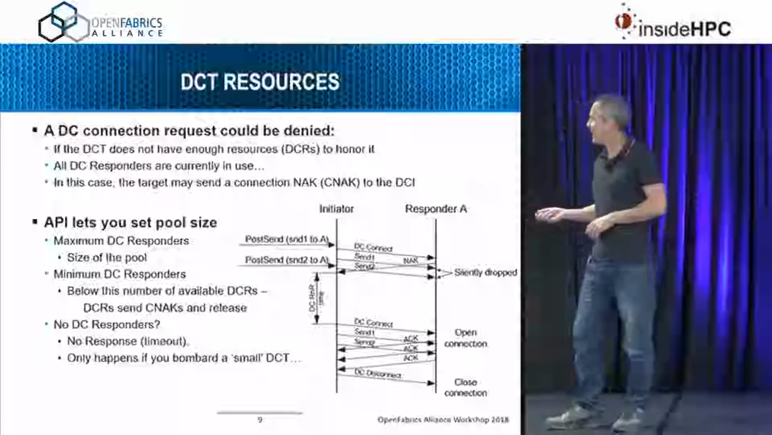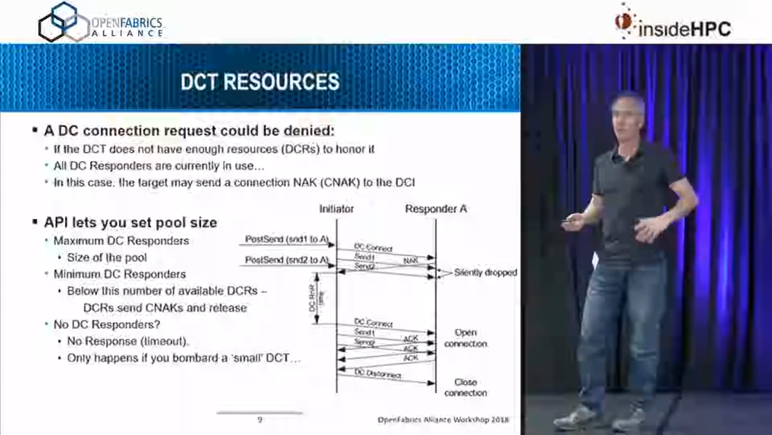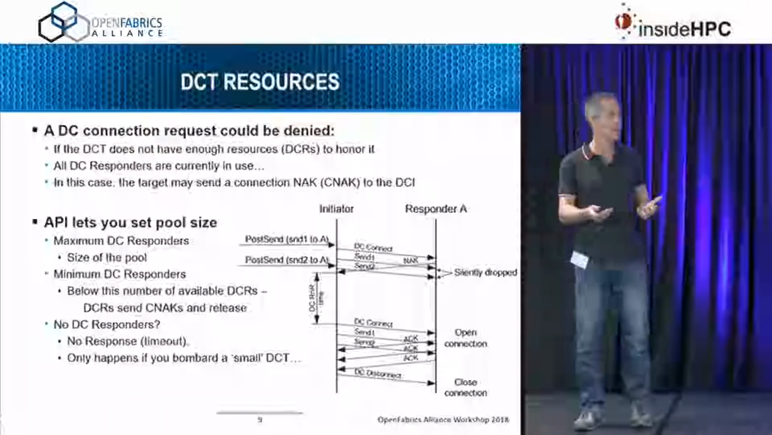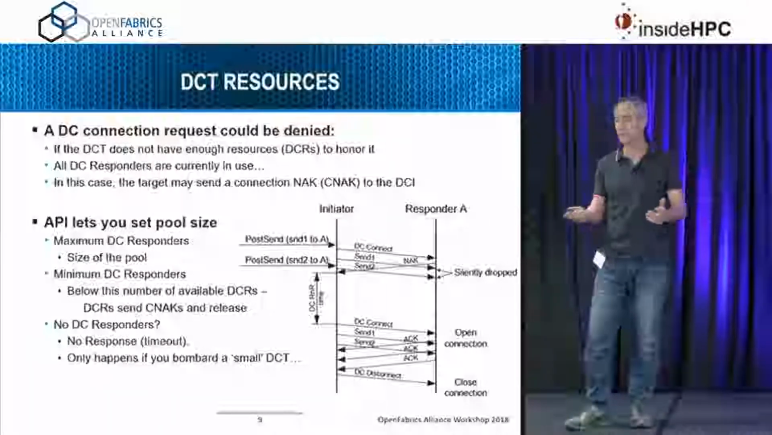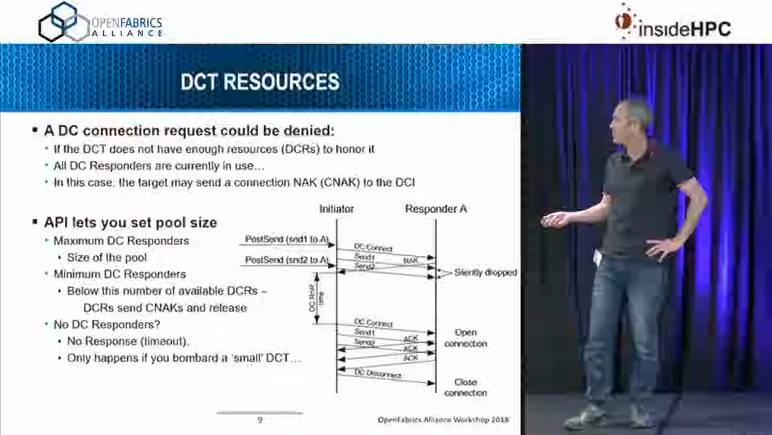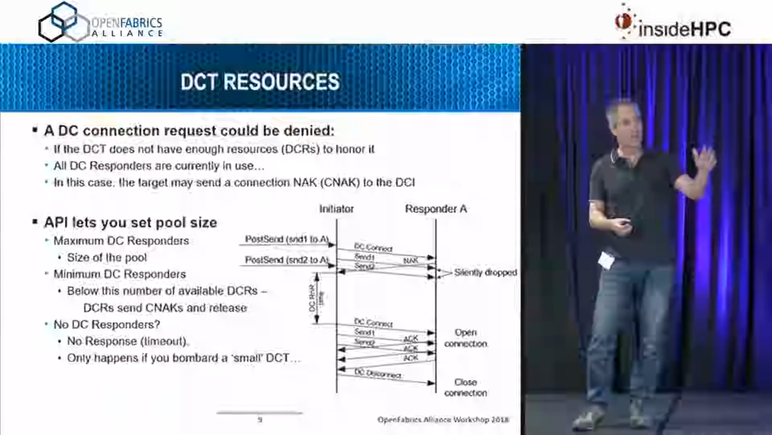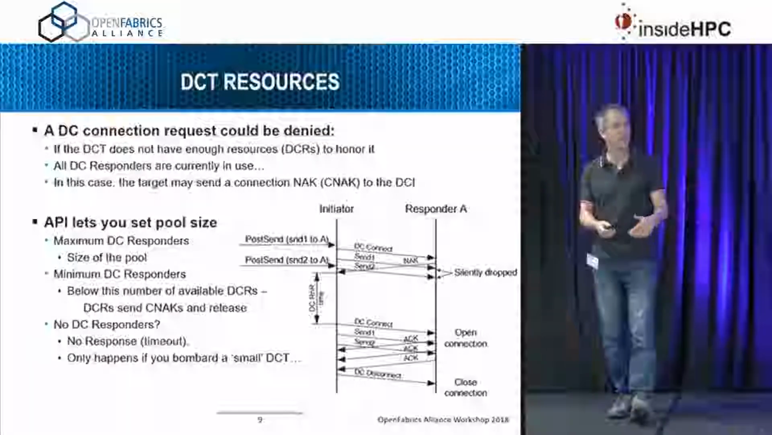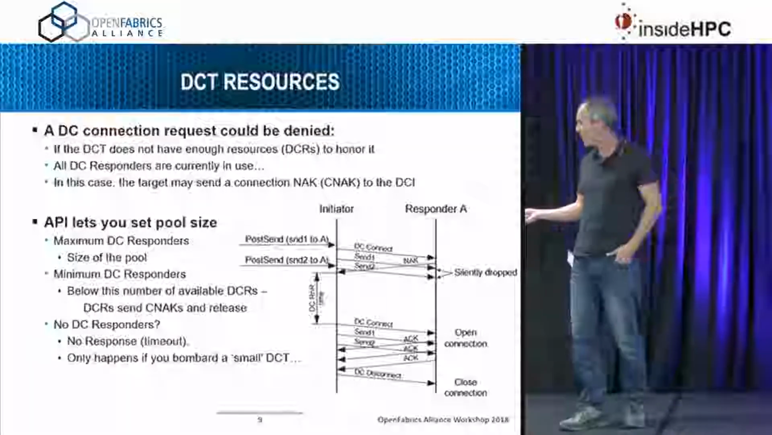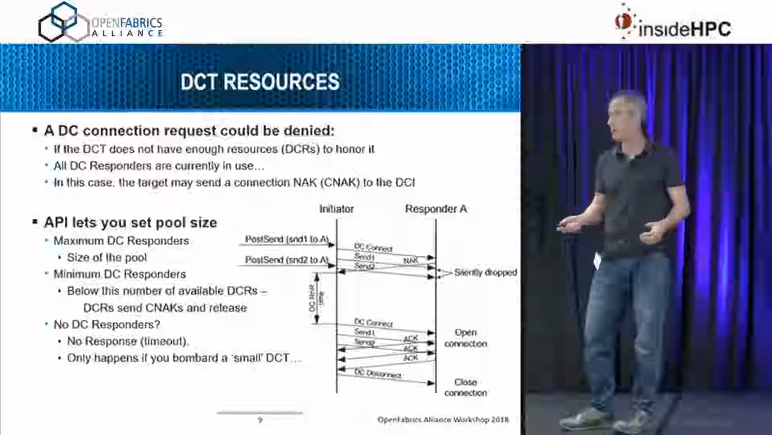So that's the NAC thing. In order to do this, we allow the API, the user, to set what's the pool size on the target, how many responders I want to maintain, again, depending on resources and cluster size and parallel messages that we want to send. And there's a minimum of DC responders, which is used just to maintain the NACs. I'm out of resources, I won't be able to respond to this request, please try again later. And if there are, again, no DC responders, there's a timeout, silently dropped packet.